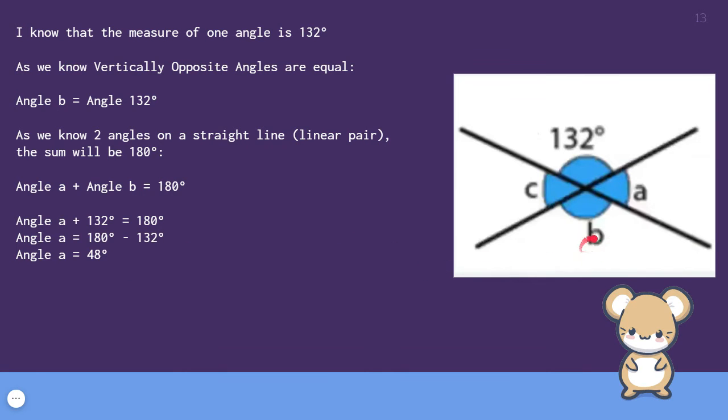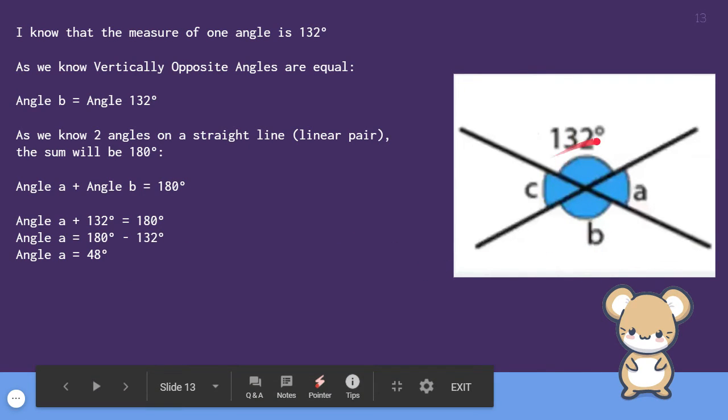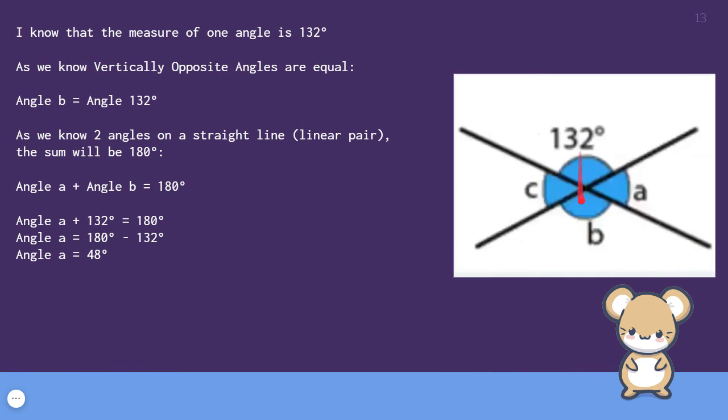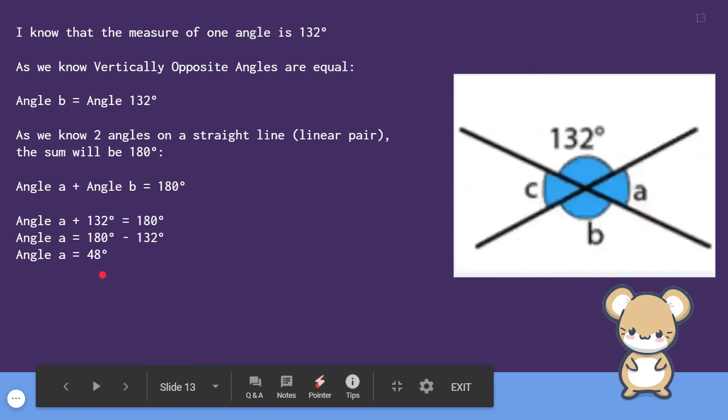That means I have got B already, which was 132 because of vertically opposite angles. And now since this became a linear pair, I got the answer for A, which is 48 degrees. And now again, as we know, vertically opposite angles are equal. That means angle A is going to be equal to angle C.